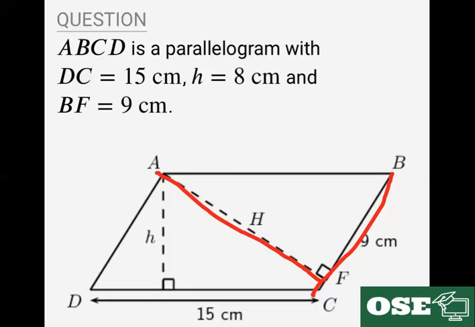Use Pythagoras. Thank you, Felicity. We have a right angle triangle. We have 9, we have 15 here. You're sleeping on the job, Nigel. You're sleeping on the job.